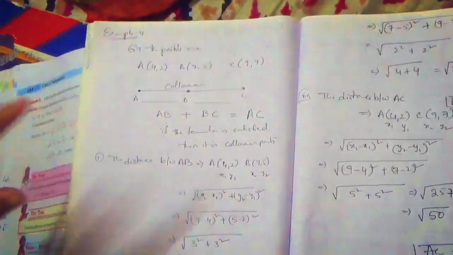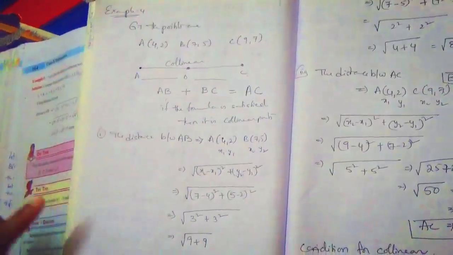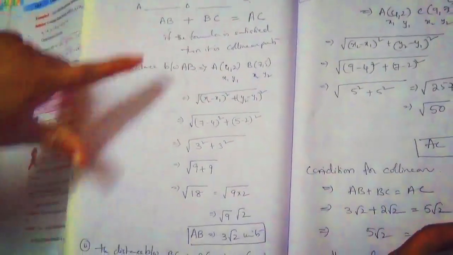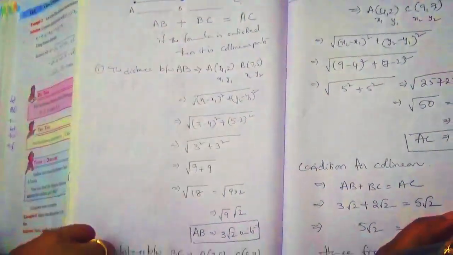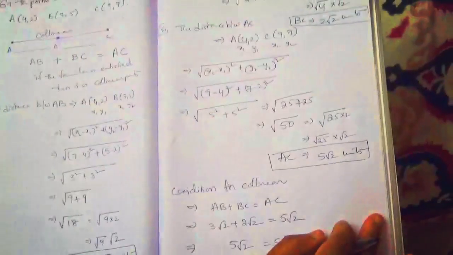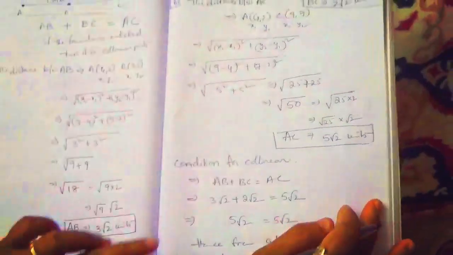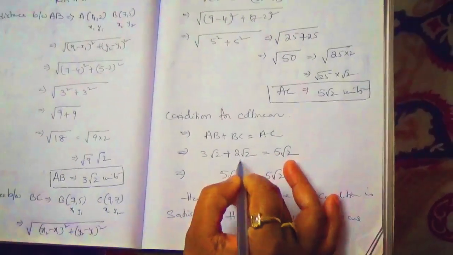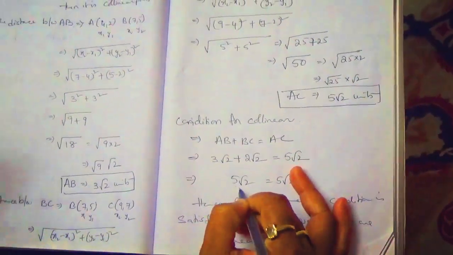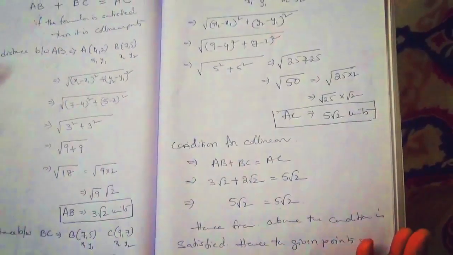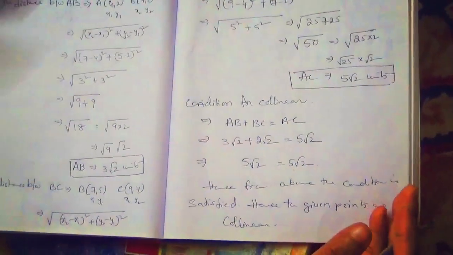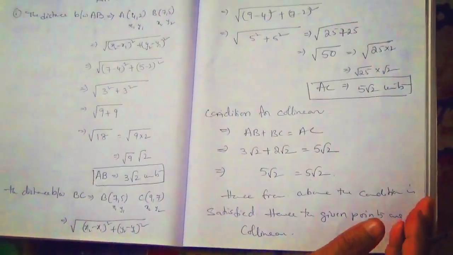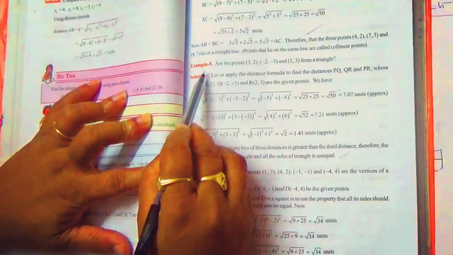For that, to satisfy that condition, first of all we have to find out the distance between AB, then distance between BC, then distance between AC. You just substitute all these values in this condition. So AB, that is 3 root 2 plus 2 root 2, 5 root 2. Here it is 5 root 2 is equal to 5 root 2. Hence from the above, the condition is satisfied. Hence the given points are collinear. So example 4 is finished, right? Example 4 is finished.